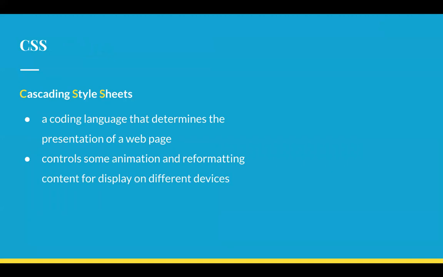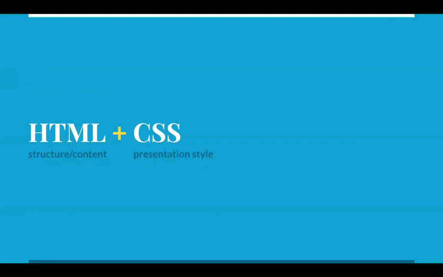The second important language for designers working on the web is CSS, or Cascading Style Sheets. CSS is a coding language that determines the presentation of a web page, the colors, fonts, spacing, and layout. CSS also controls some animation and reformatting content for display on different devices. CSS works in tandem with HTML.